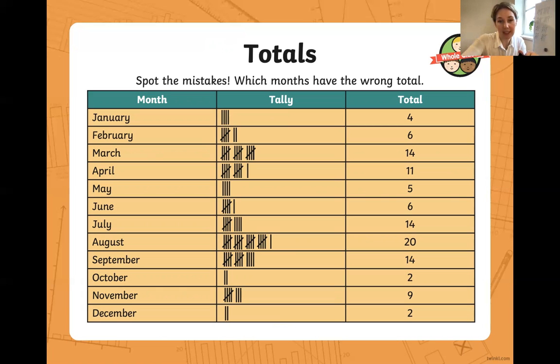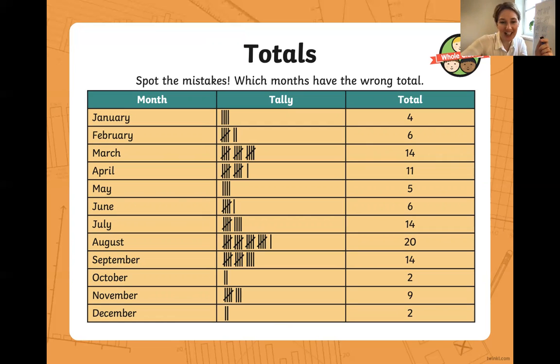March, the tally shows 5, 10, 15. So that total is wrong as well. Look, that total for March should be 15. April, it says 5, 10, 11. So they've done the total right for that one. May shows 1, 2, 3, 4. But the total they've written is 5. June, 5, 6. So June's total is right.